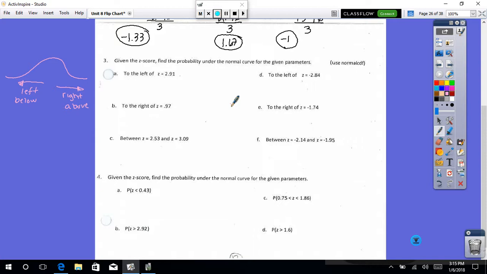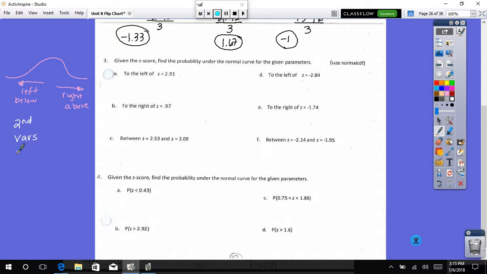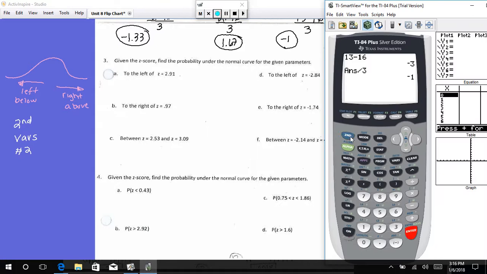In order to calculate this, given the z-score, you are going to hit the second button, vars again, and this time we are going to do option 2, which is a normal distribution curve, and hit enter. We have to ask ourselves, where are we? Are we looking for things above us, or things below us? This is saying to the left of 2.91.